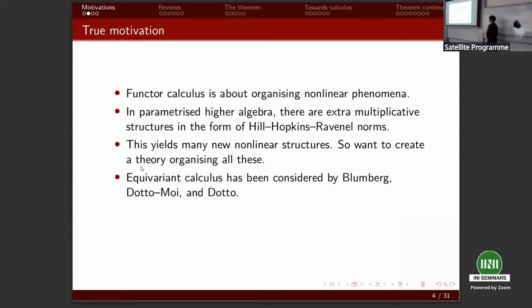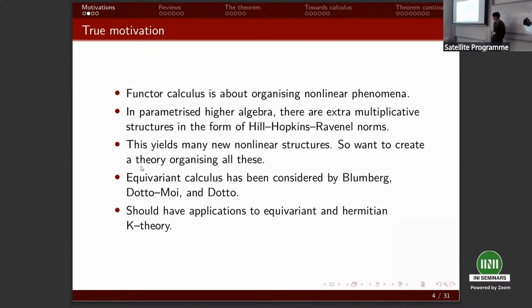In the equivariant example, this, as far as I know, has been first considered by Blumberg, who talked about the notion of G linearity. And then that was taken up by Dotto Moi, who did some other stuff about linearity, before Emmanuel Dotto developed an almost fully fledged theory of equivariant calculus. This was the thing that Christine mentioned.